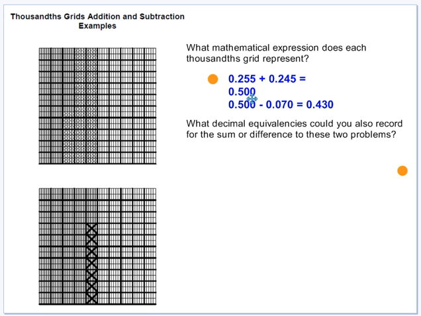Those are the two expressions that are represented in these two grids. So what decimal equivalencies could we also record for the sum or difference of these two problems?